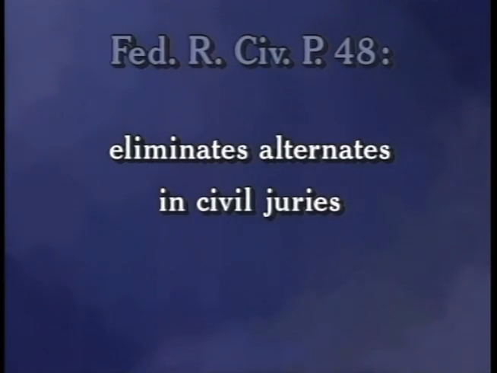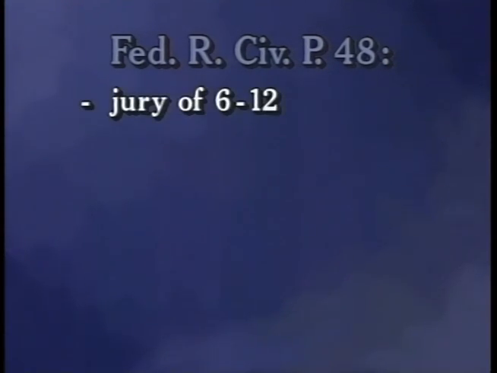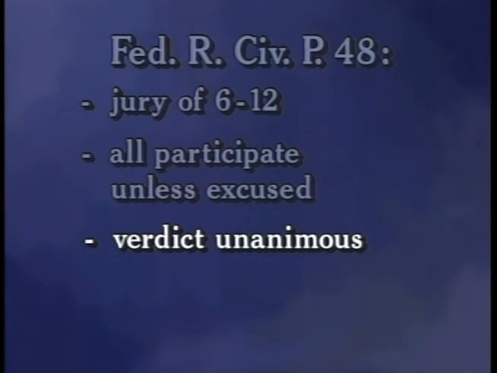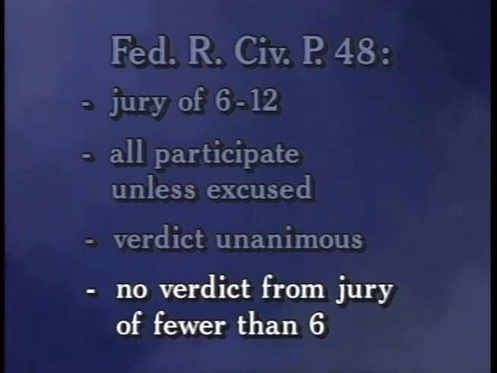Rule 48 of the Federal Rules of Civil Procedure became effective December 1, 1991. It eliminates alternates in civil juries. The rule directs the court to seat a jury of not fewer than 6 and not more than 12 members. And all jurors shall participate in the verdict unless excused from service by the court pursuant to Rule 47(c). Unless the parties otherwise stipulate, the verdict shall be unanimous, and no verdict shall be taken from a jury reduced in size to fewer than 6 members.